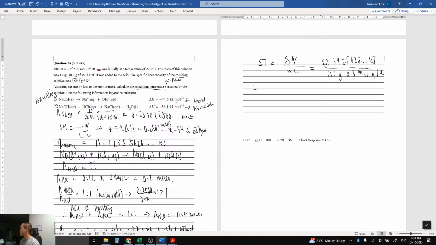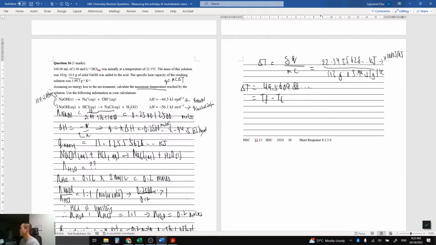So first thing, we want to change the top to joules, so we need to times that by 1000. So we need to take that answer times 1000 over 113 times 3.99. So the ΔT is equal to 49.560988.